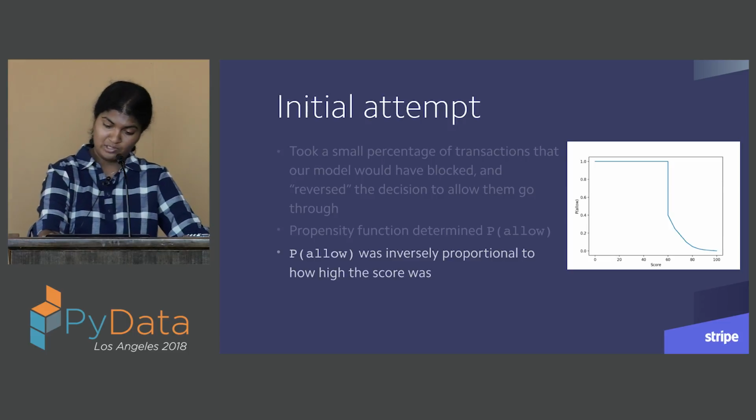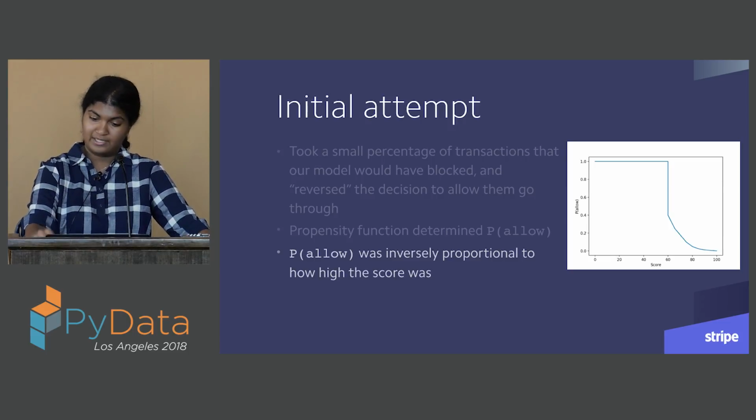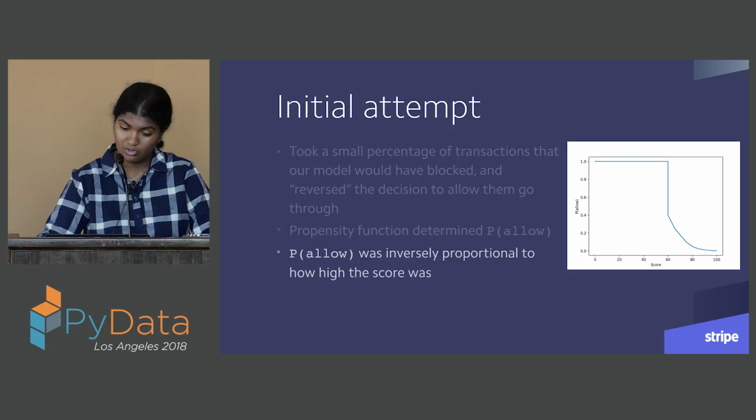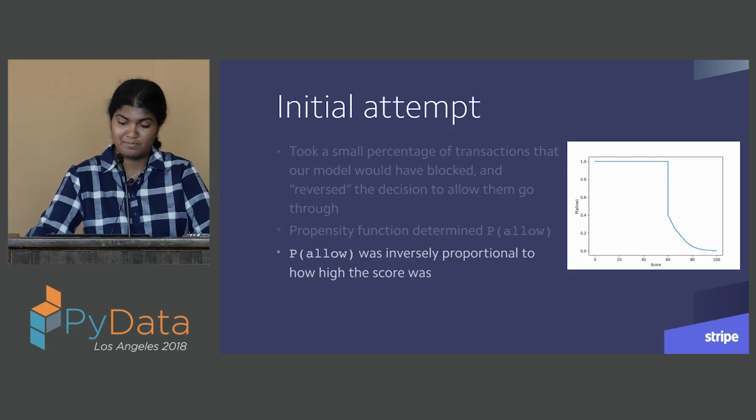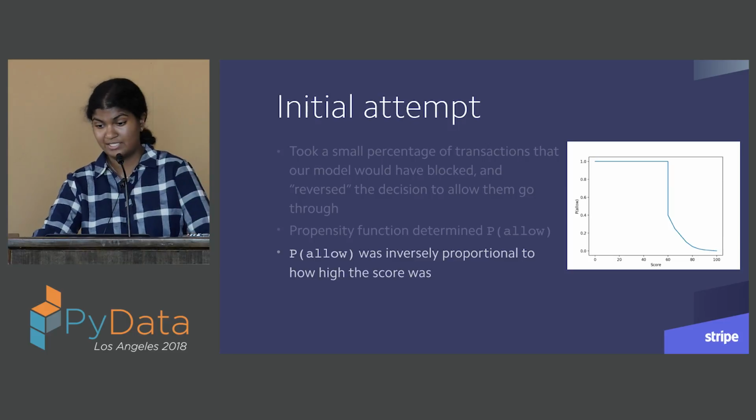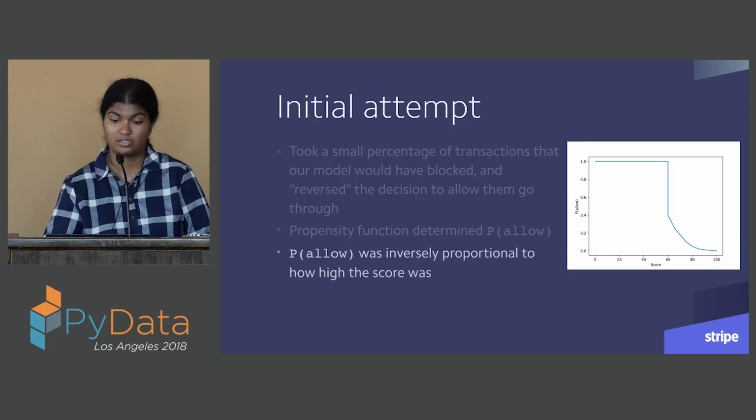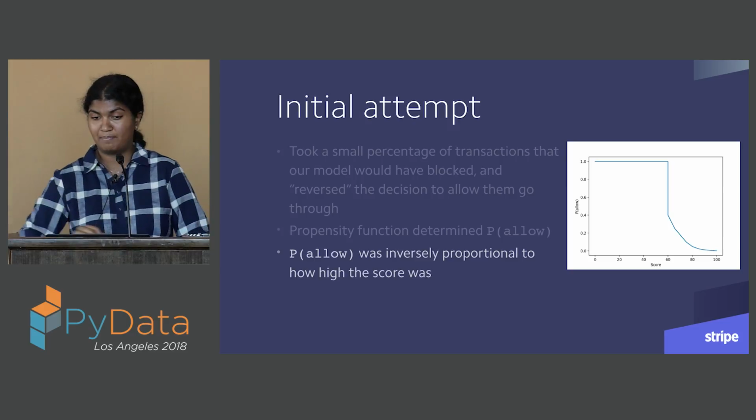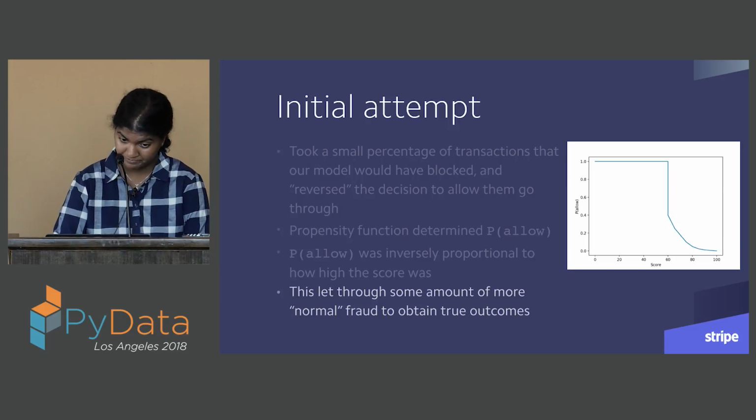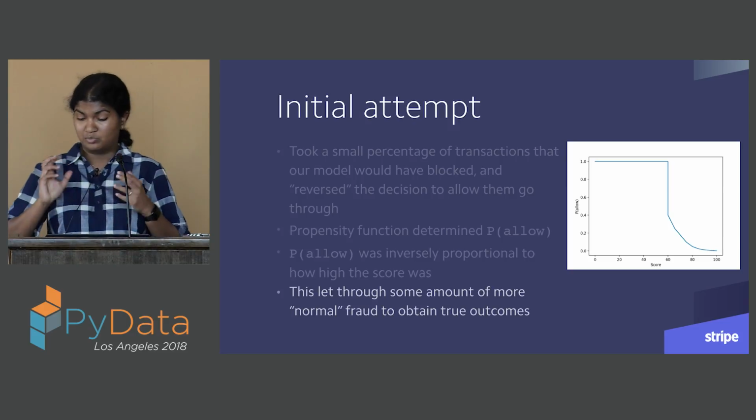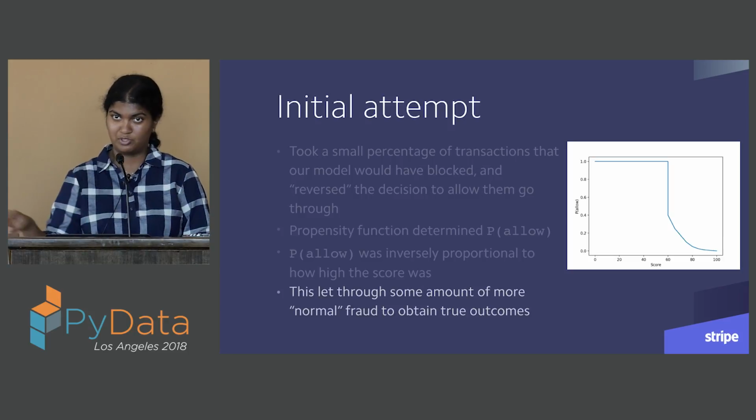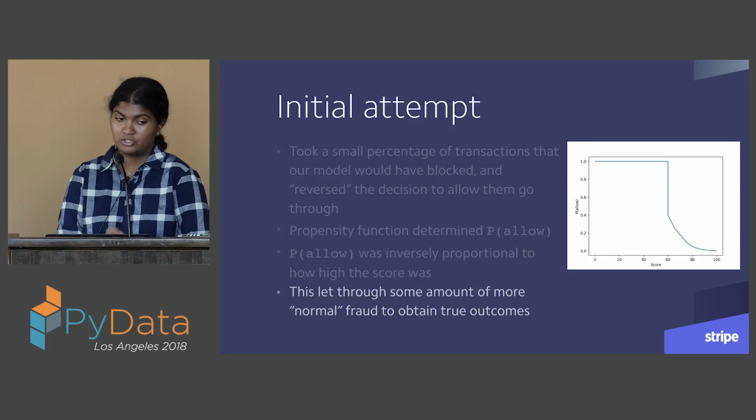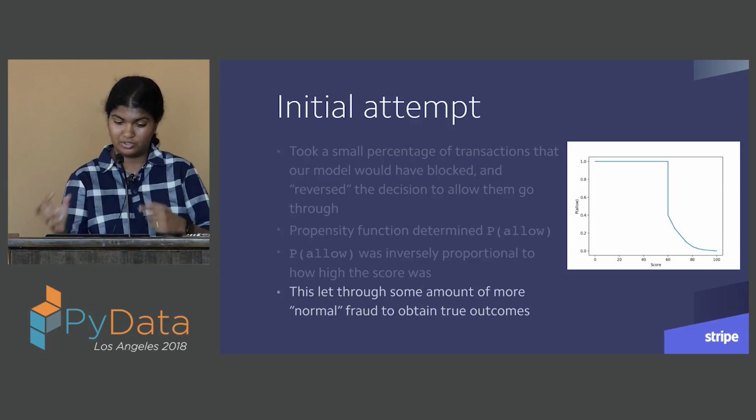And as you might have observed, the probability of allowing it is inversely proportional to how high the score is. The goal was you don't want to let through as many of the most fraudulent transactions, which would ideally have a score closer to 100, compared to the least fraudulent transactions. And this way, we let through some amount of the more normal fraud, which is between 60 and 100, to obtain true outcomes on those transactions.